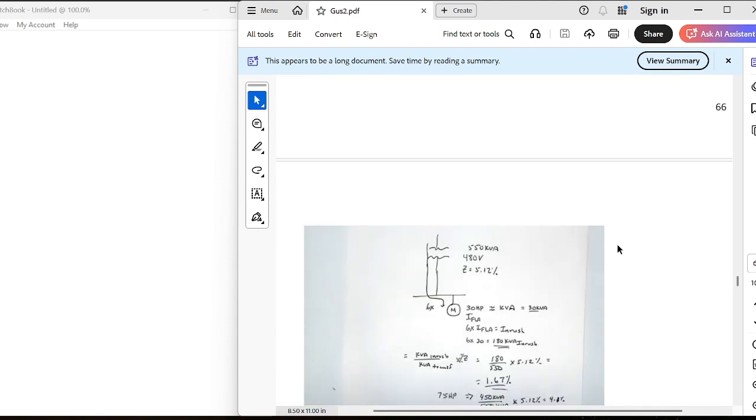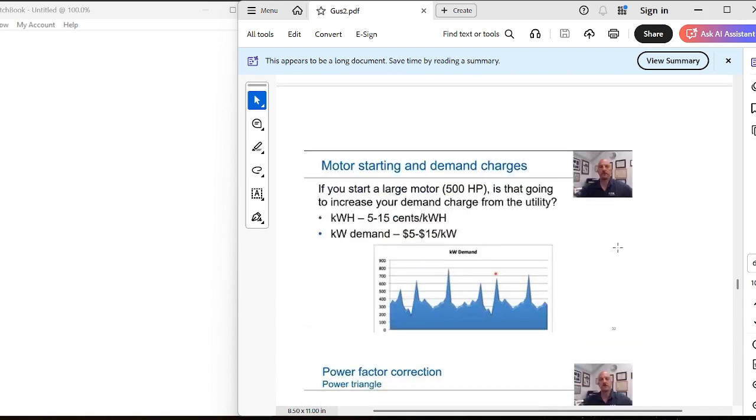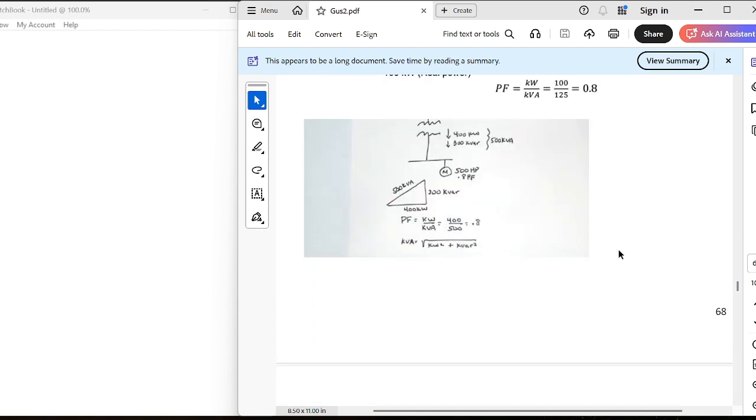Now, what I'm going to do next is, and this is the summaries of some of the stuff that he did.